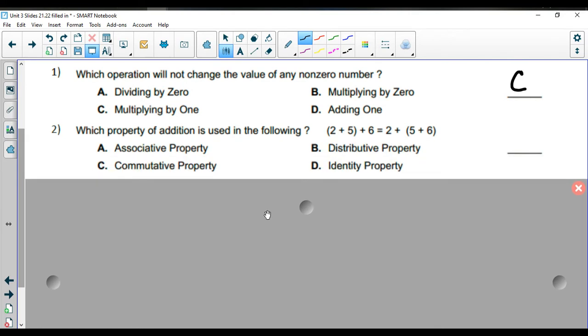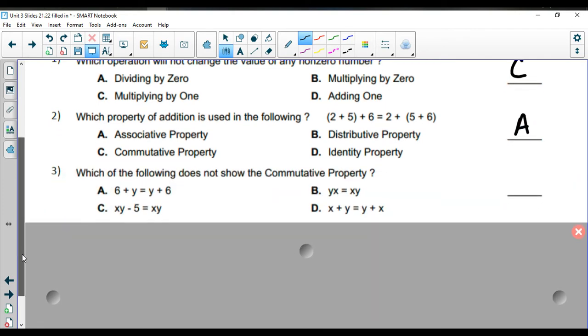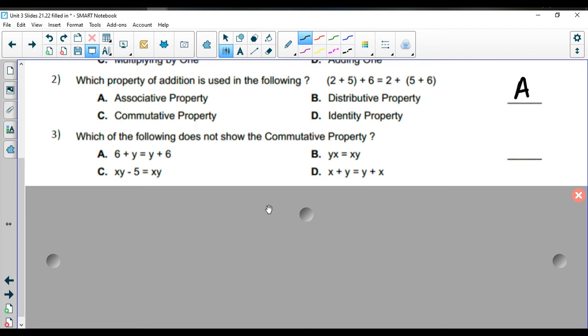Question number 2, which property of addition is used in the following? The thing that changes is the stuff inside parentheses. Here we have 2 and 5. Here we have 5 and 6, but we're still in the same order of 2, 5, 6. So this is what we call the associative property. That changes your grouping.